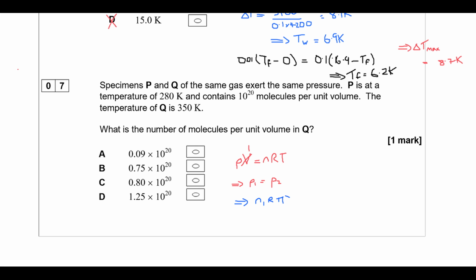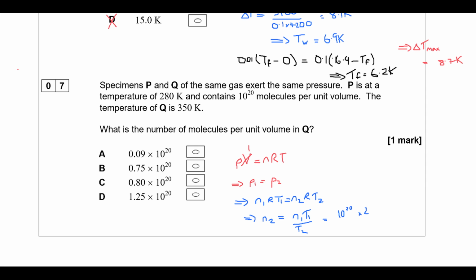So what we can do is go N1 RT1 is equal to N2 RT2, and we want to know the number of molecules, so we want to know N2. Because we put V equals 1, it's automatically going to be per unit volume, so it's going to be N1 T1 over T2. And then we had 10 to the 20 molecules when we have 1 meter cubed, if you like, or 1 unit of volume.